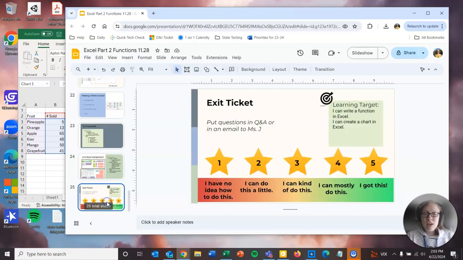All right. So at the end of watching these two videos, you should be able to write a function in Excel and create a chart. If you are still feeling shaky about that, definitely take a look at the readings, and you can also look online. There's a lot of good information about that.